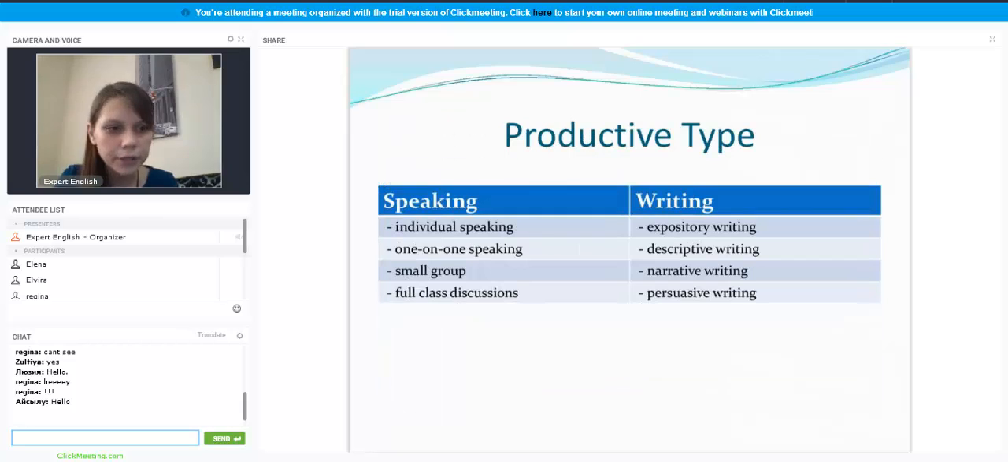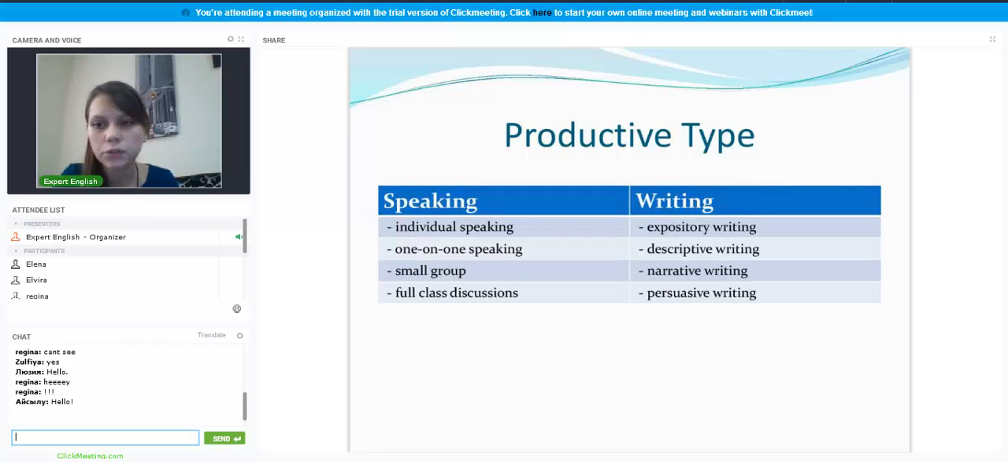And right now, I'd like to tell you about the productive type of exercises. That's all for perception. Now let's speak about something more interesting. This is the productive type. So, speaking and writing are productive types, as I told you. Speaking can be subdivided into individual speaking, one-on-one speaking, small group, and full class discussions. And as for writing, we're going to return to it a bit later.